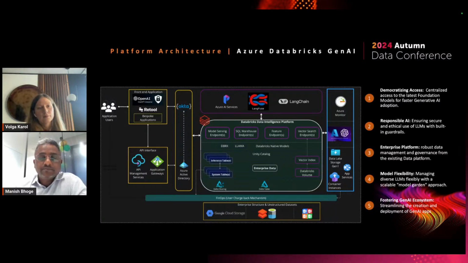If you look at the flow diagram here, the application user, which you can see on the leftmost side, is interacting with this platform through the front-end application. This front-end application could be OpenAI ChatGPT Enterprise. It could be Retool or any bespoke application. So we have prioritized different front-end applications here in terms of using this platform. I'll quickly talk about what these applications are.